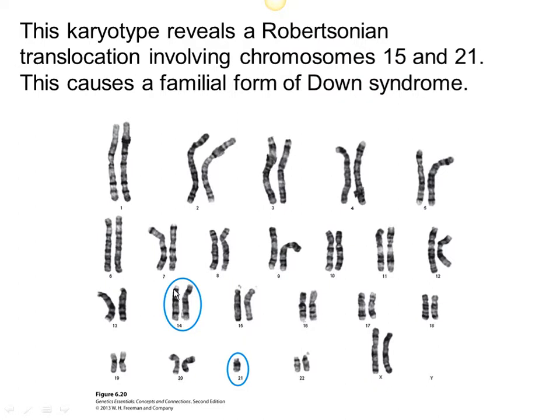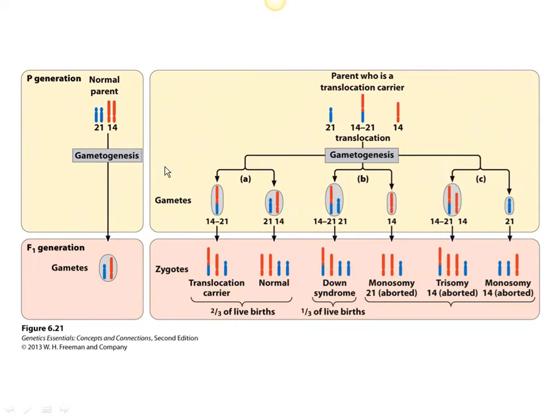And what that creates is a familial form of Down syndrome, because not just in one generation, but in multiple generations of the same family, you'll have a high risk of having a child with Down syndrome. So this picture shows basically how this works. Normal parents are supposed to have 2 copies of 21, and 2 copies of 14 or 15. And so the gametes should get 1 copy of 21 and 1 copy of 14 and 15.